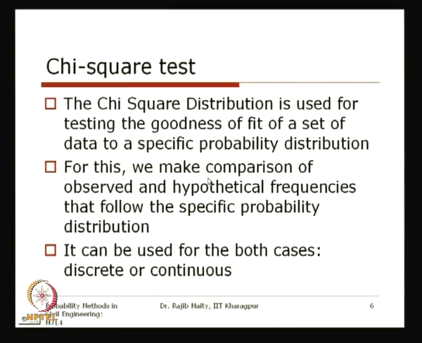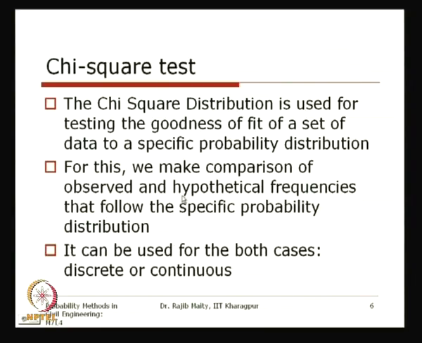For this we compare the observed frequencies with the hypothetical frequencies that follow the specific probability distribution. This is the basic philosophy we have discussed, and the overall approach is the same for all these tests: we compare what we have observed from the data with what we are supposed to get from the hypothesized distribution, and see whether they are matching or not. Here the chi-square test is based on frequencies. So we find the observed frequency and also the hypothetical frequencies.